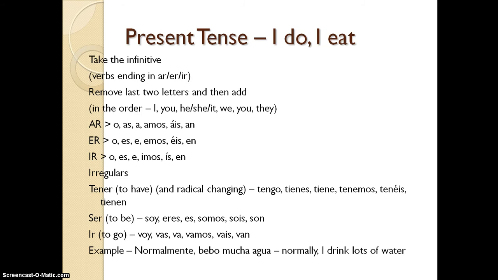An example: normalmente bebo mucha agua. Normally I drink lots of water. So bebo comes from the verb beber, an ER verb. We've taken the ER off and we've added O. So remember, they always go in this order: I, you, he, she, it, we, you, and they. And if you've learnt the formal you as well, formal you singular would be this one here. Formal you plural would be this one here. Okay, so that's the present tense.